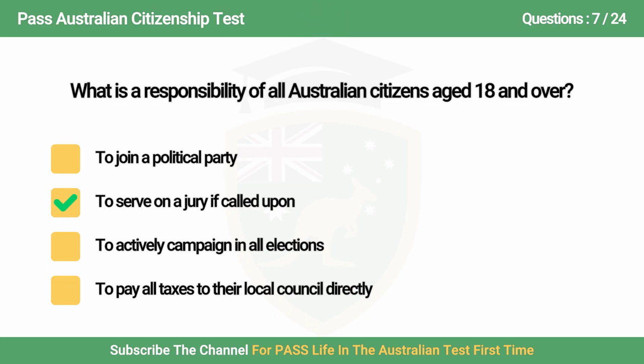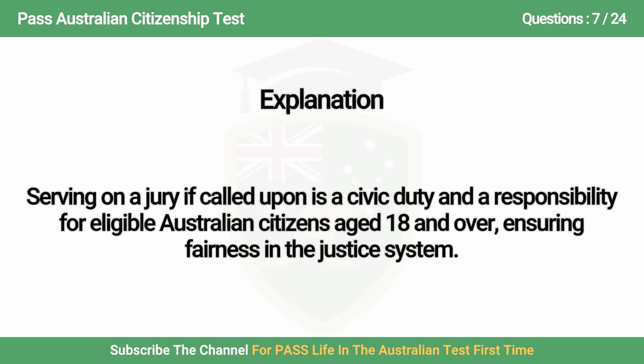Answer is B. To serve on a jury if called upon. Serving on a jury if called upon is a civic duty and a responsibility for eligible Australian citizens aged 18 and over, ensuring fairness in the justice system.